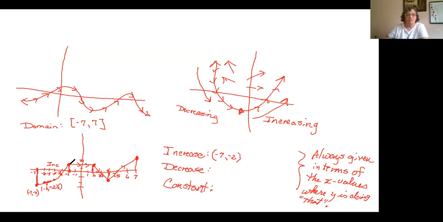Because when x is -2, from -2 over to +2, the y values are constant. So from -2 to 2 is an interval where the y values are constant. From 2 to 4, it's decreasing. And then as the x goes from 4 to 7, the y values are once again increasing. So we'd put a union sign between that. So that was from 4 to 7.